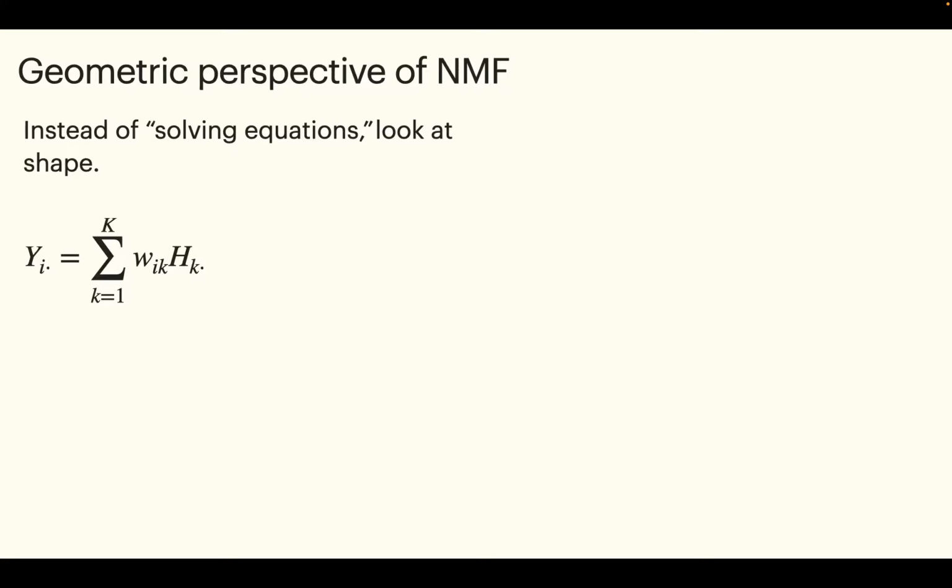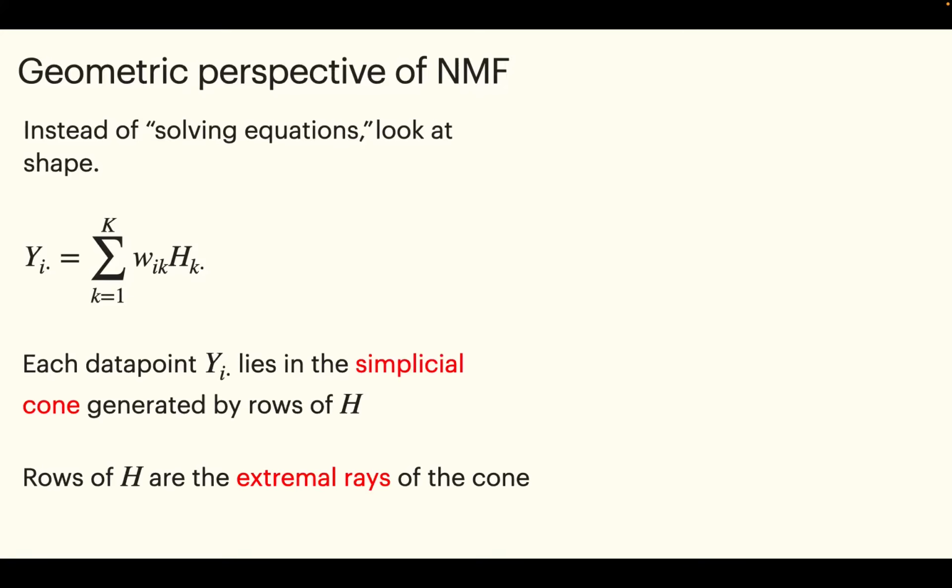And this equation is a geometric shape. It's essentially what is called a simplicial cone, which is generated by non-negative linear combinations of a bunch of vectors. So that geometric shape is called a simplicial cone, and the vectors that are generating this cone are called the extremal rays, or essentially the corner lines of this cone.